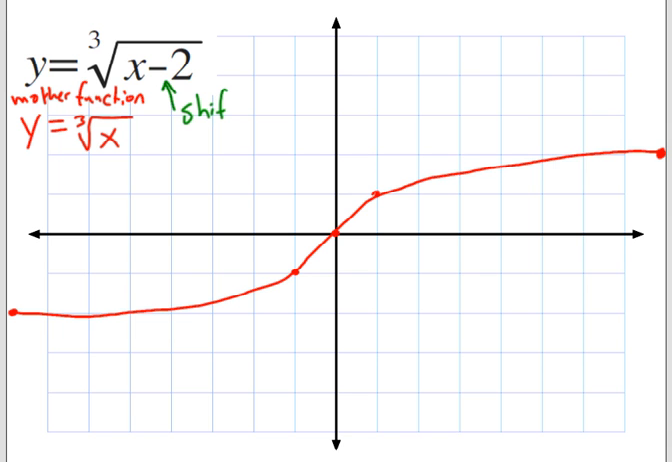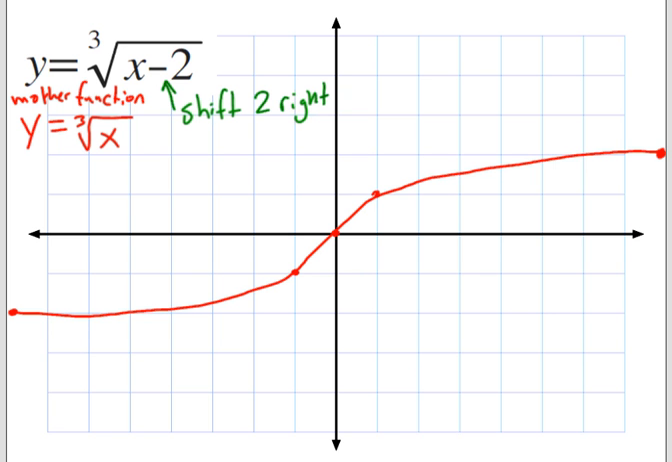I'm going to shift it to the right. Because the negative does not mean left, because our formula has a negative, so it actually is a normal 2, which is to the right. So each one of these points needs to move over to the right 2 spots.